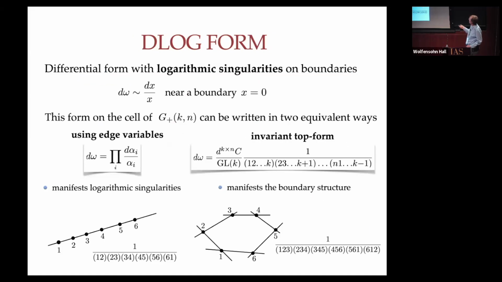So this is a form with logarithmic singularities on the boundaries. Whenever I approach some boundary, when some parameter x is 0, I generate dx over x as the singularity. For the cell of the positive Grassmannian, we can write it in two equivalent ways. We can either use these h variables, and then it's just d alpha over alpha for all h variables in the given graph. Or we can also use an invariant top form, writing it in terms of minors of this C matrix. And then it's a product of all consecutive minors of this k by n matrix, and we have to mod by GL(k).